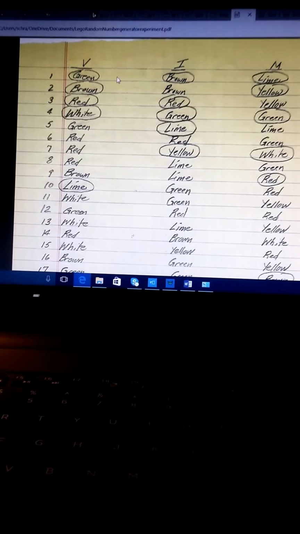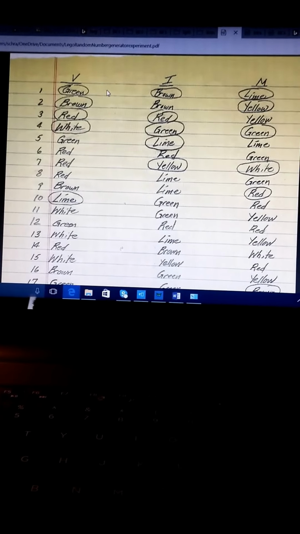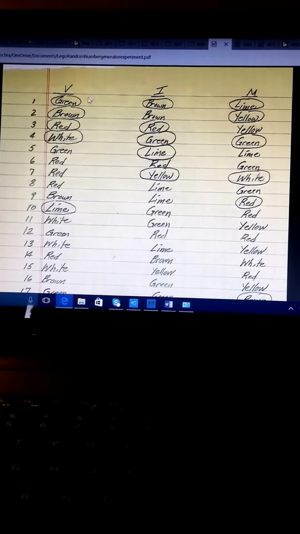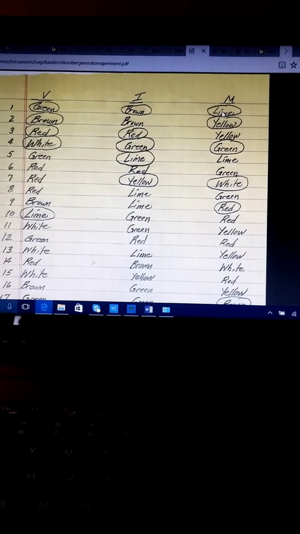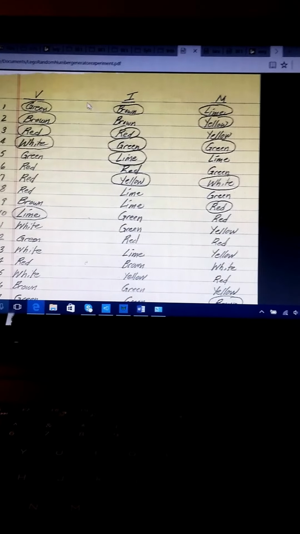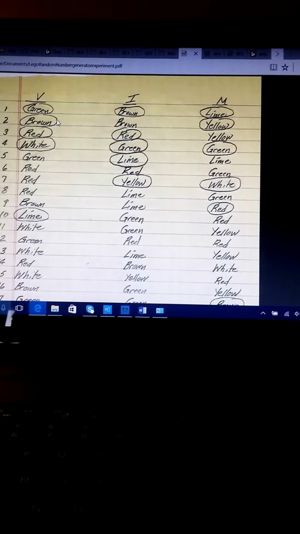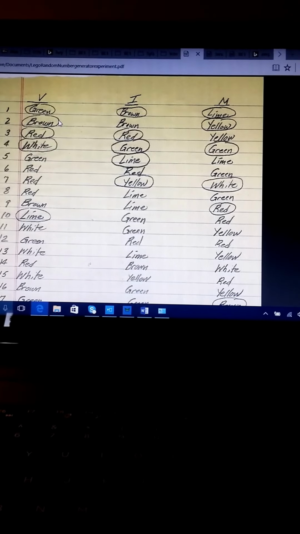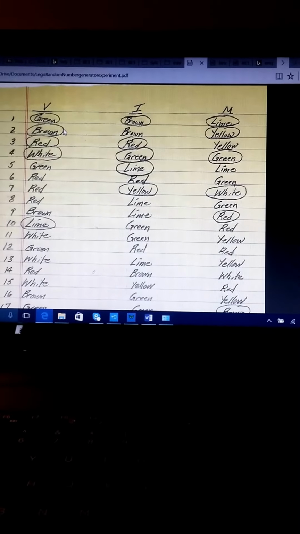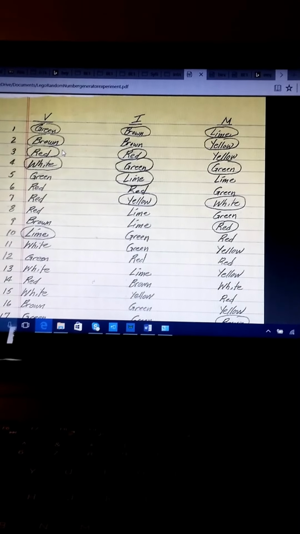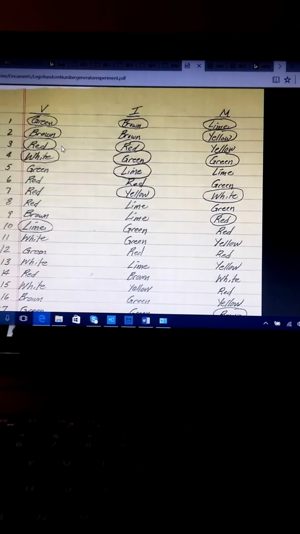Now what I've done here is I've circled the first occurrence of a new color. So obviously, the first pick, you're going to have a new occurrence, so they're going to be circled. So let's look here at Victoria's picks, for example. The second pick, she gets a different color. So right off the bat, she's 2 for 2. 2 different colors, 2 picks. And the third pick, same thing. 3 different colors, 3 different picks.